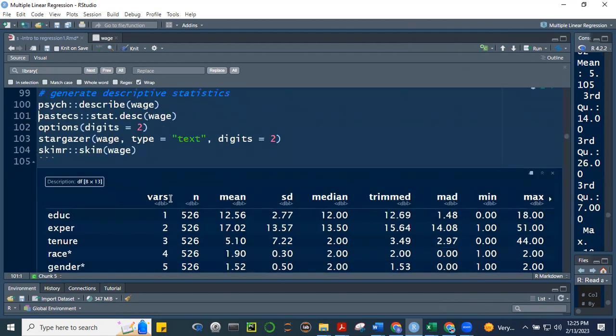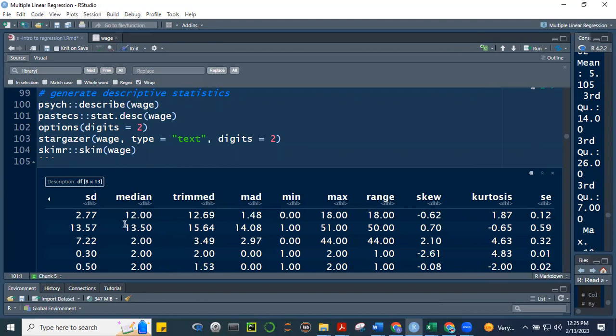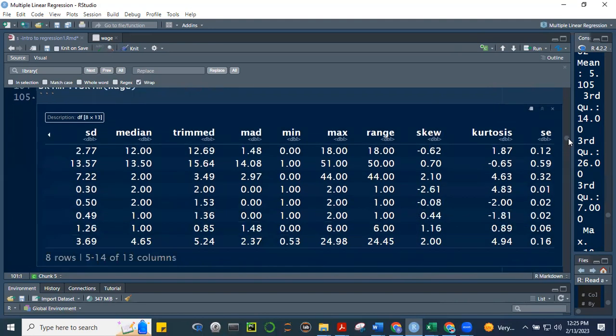This one, you have the variable, you have the count, the average, standard deviation, median, trimmed median, mean absolute deviation, minimum, maximum, range, skewness, kurtosis, standard error. So quite a lot of measures, no?